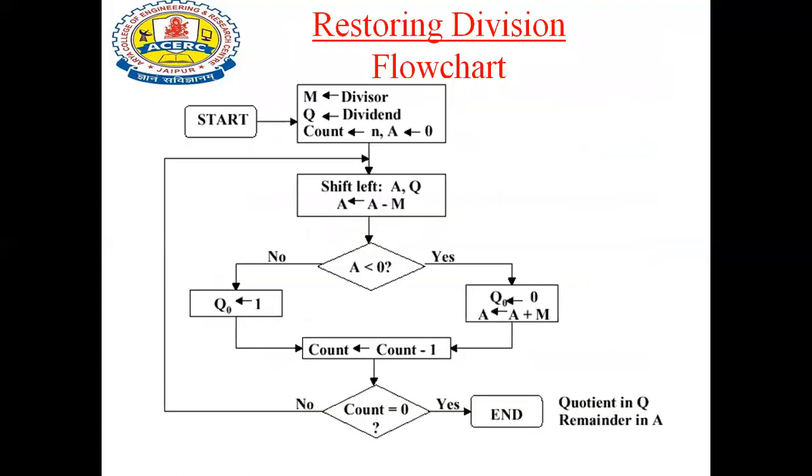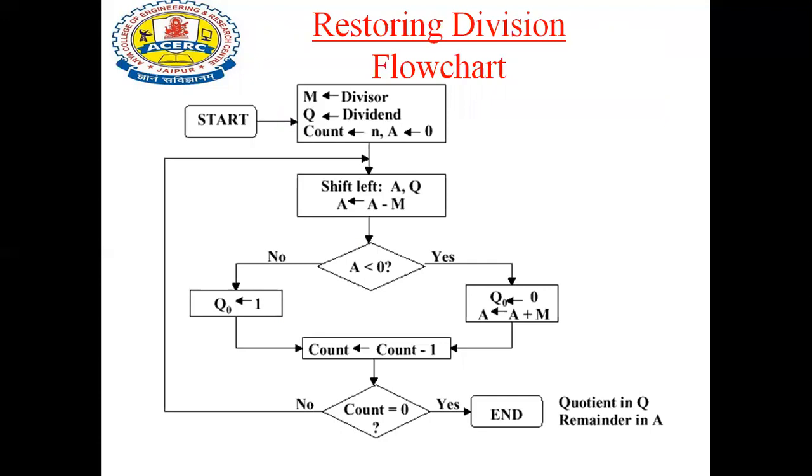Now the restoring division flowchart. An n-bit positive divisor is loaded into register M and an n-bit positive dividend is loaded into register Q. At the start of the operation, register A is set to 0. After the division is completed, the n-bit quotient will be in register Q and the remainder will be in register A.